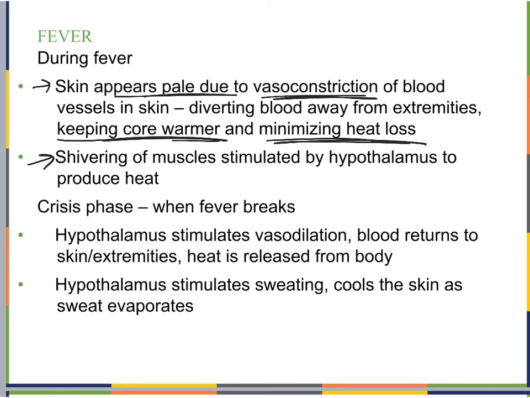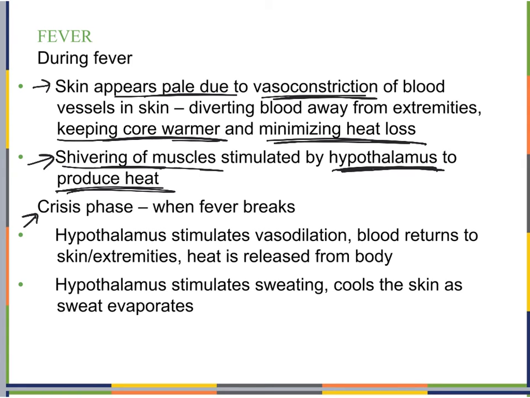We also have, during fever, shivering. So shivering of the muscles is stimulated by the hypothalamus. The hypothalamus tells the muscles to shiver and to shake. This is important because this is one of the ways we're able to produce heat. So we divert our blood flow, make sure that it stays in the middle of our body so it can be the hottest. And then our hypothalamus tells our muscles to shake and shake and shake so that they are producing energy and increasing the temperature of the blood and the body.